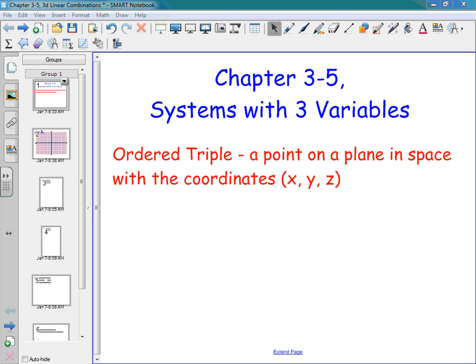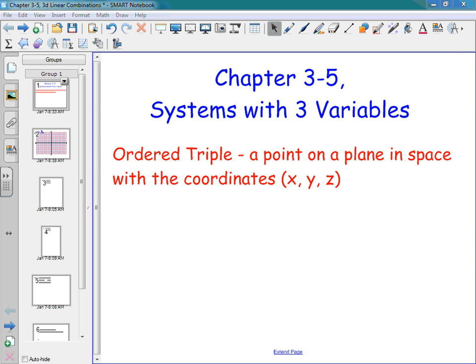Okay, chapter 3-5, fixed systems with 3 variables. An ordered triple is a point in space with the coordinates x, y, and z. So what we're doing today, previously I was making you find the point of intersection given 2 equations with 2 variables, x and y, meaning they were on the xy plane, meaning they were 2 lines that intersected at one exact point. There were 2 lines because it was 2D. Yes? Now we're in 3D.